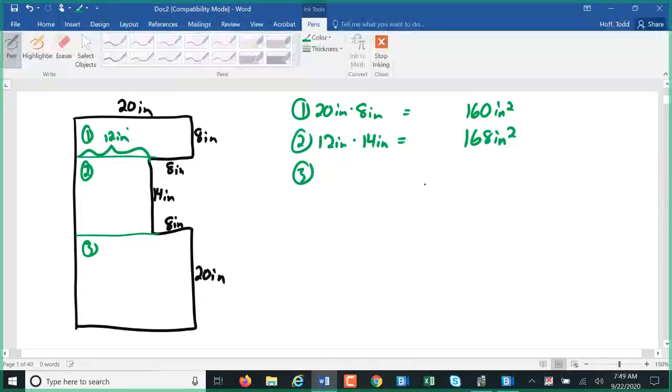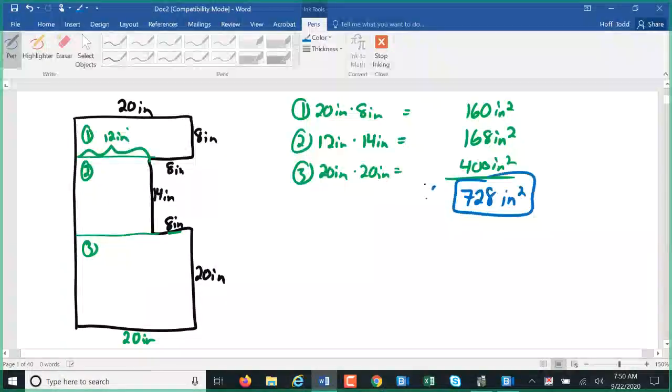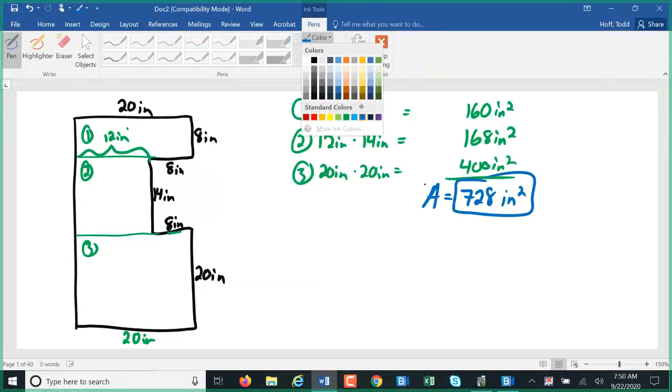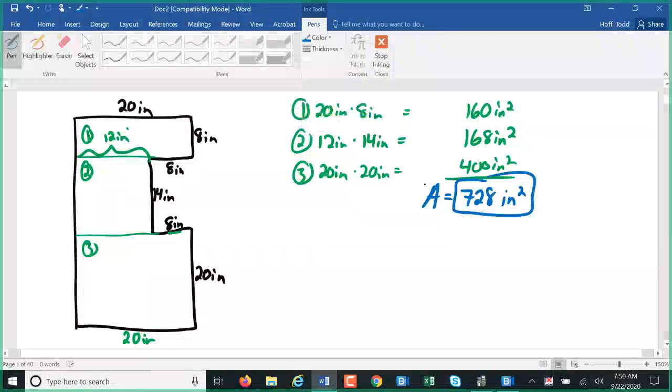Then finally, the third piece down there, we know this is 20 inches from the top because this is 8 inches. It goes back to the same size by 20 inches, 400 inches squared. So that all adds up to 728 square inches is our final area. However, this is one that I would argue is probably easier if we do the whole thing.